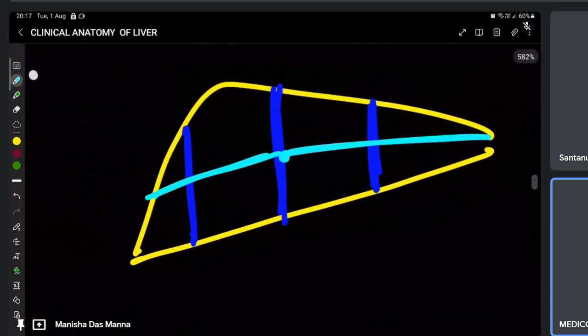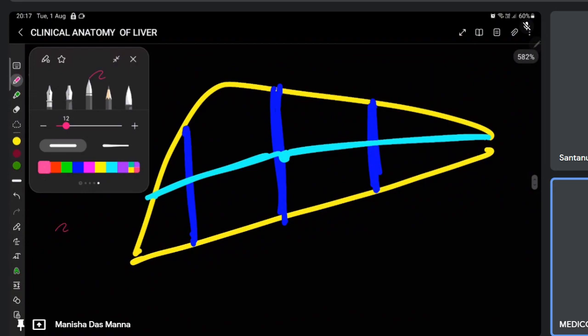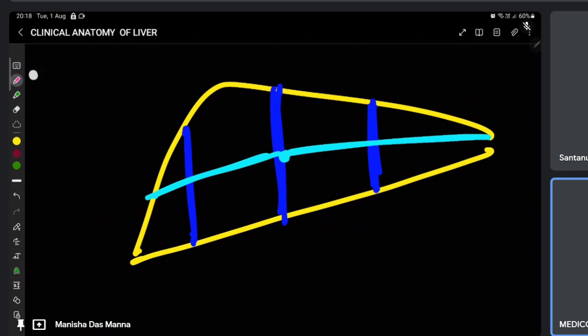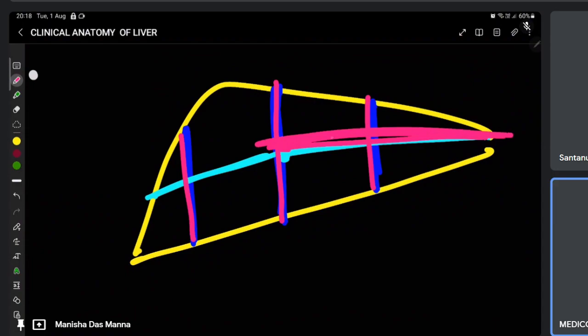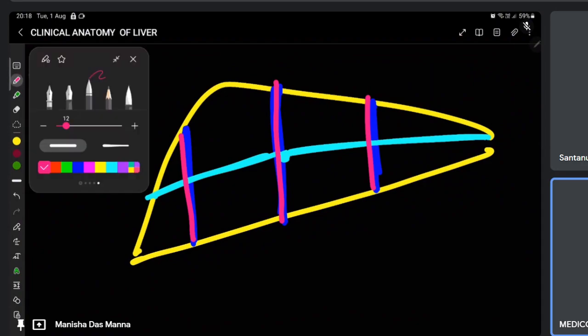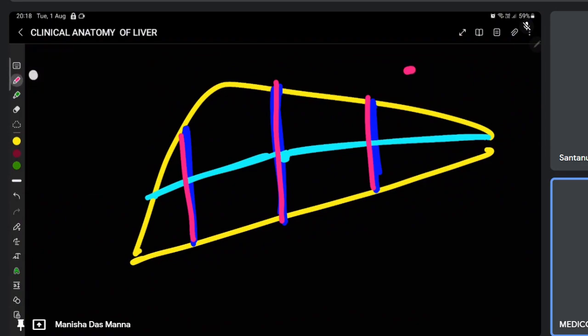And now you can appreciate all the segments of the liver, and this is nothing but the Couinaud classification. This classification is based on the hepatic veins. These three are hepatic veins, and these are the right and left branches of the portal vein. So now the segments are named anti-clockwise. There are various numbers.